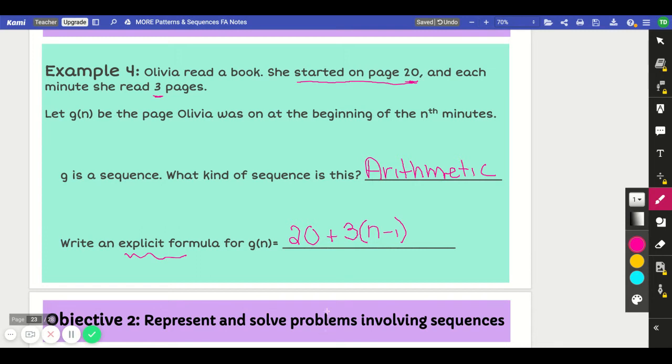Okay, so now we can figure out how many pages she's going to be reading, say, after 10 minutes. You would plug in 10 wherever you see n. You subtract 1, so now you have 9. 3 times 9 is 27. 27 plus 20 is 47. So she would be on the 47th page.